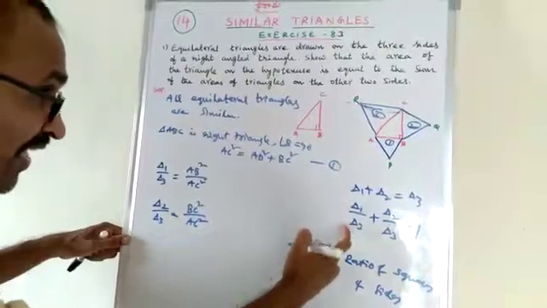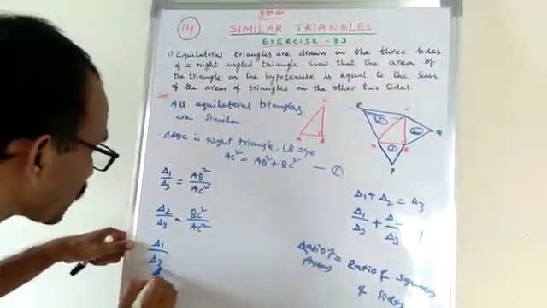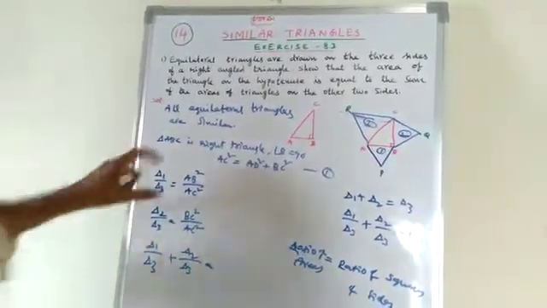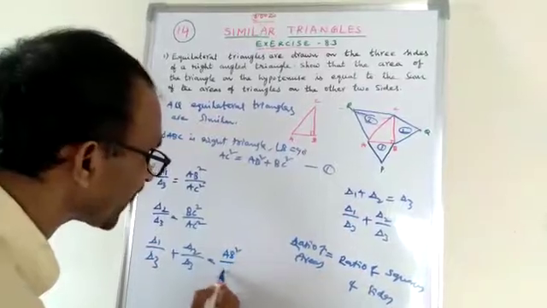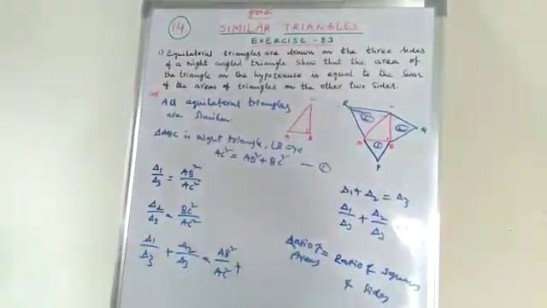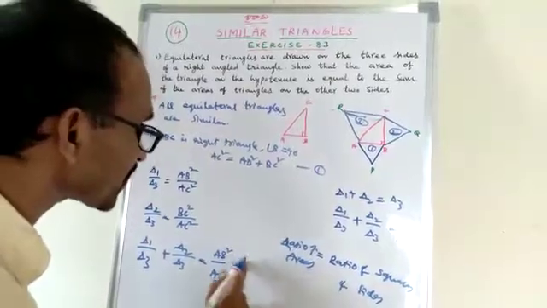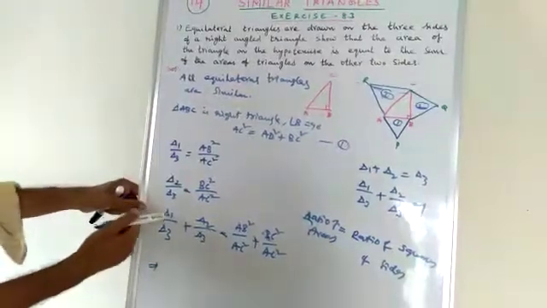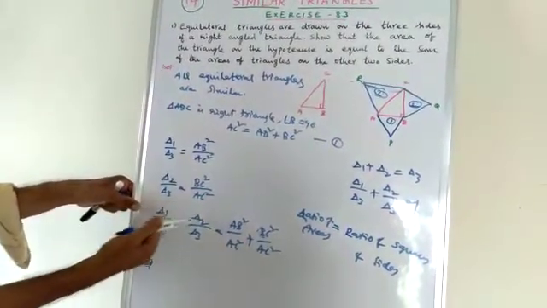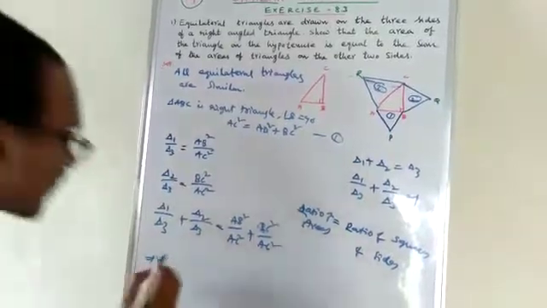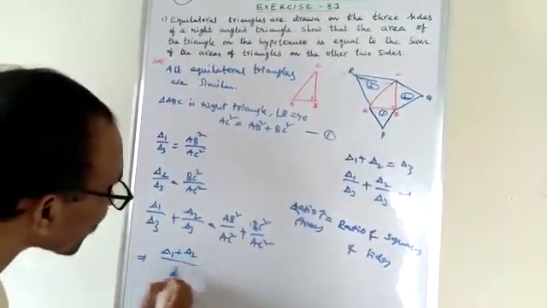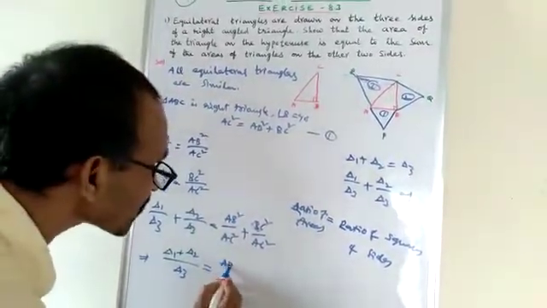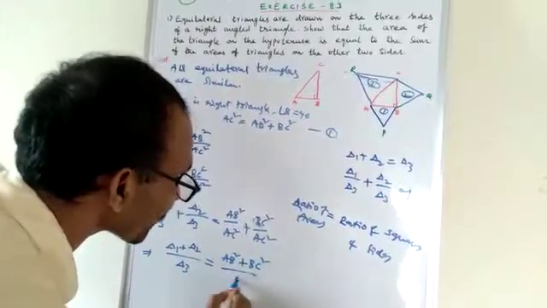So triangle 1 by triangle 3 plus triangle 2 by triangle 3. What is triangle 1 by triangle 3? That is AB square by AC square. Plus, what is triangle 2 by triangle 3? BC square by AC square. By simplifying, we get in the LHS triangle 1 by triangle 3 plus triangle 2 by triangle 3. What is common? Triangle 3. So triangle 1 plus triangle 2 by triangle 3 equals, what is the common denominator? AB square plus BC square by AC square.